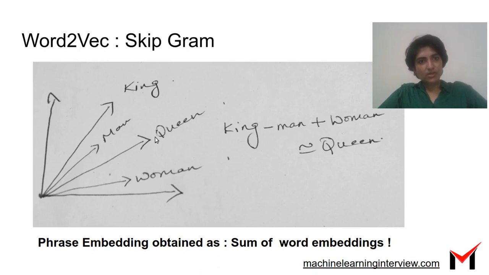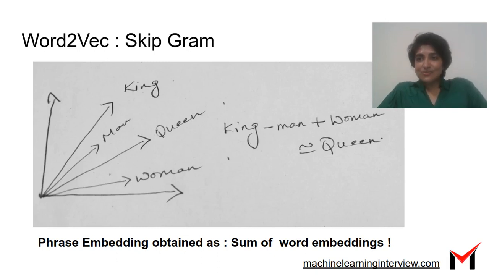Suppose I have the vectors for king, queen, man and woman. I can do interesting arithmetic like this. King minus man plus woman is approximately equal to the queen vector. How cool is that, right? So this opens up a way to do arithmetic on a set of words to get their combined meaning in some sense, right? So if I have a sentence, I have embeddings for individual words, and if I want to get an embedding or a vector for a sentence, I just need to add up all the vectors for the individual words in the sentence.